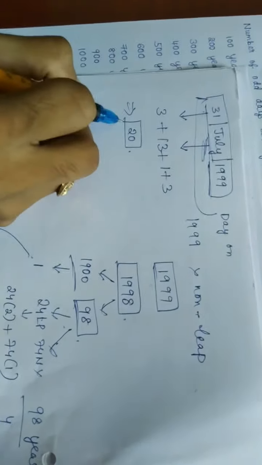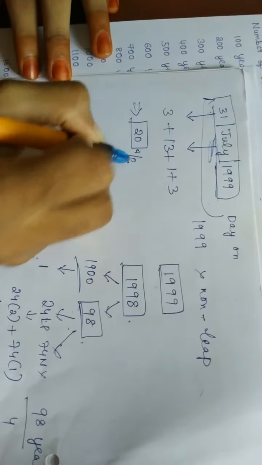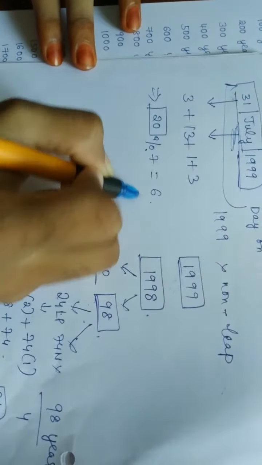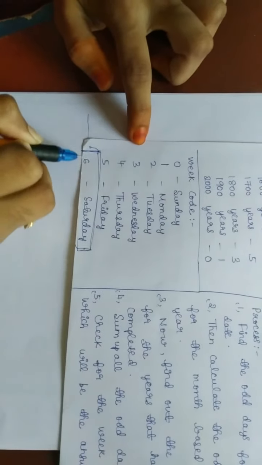But this is not the final answer. What should we do? We have to find the odd days. That can be done by dividing it by 7. So that would give us 6. So this final answer should be checked with the week code that I have already mentioned. So 6 is Saturday. So 31st July 1999 would be a Saturday.